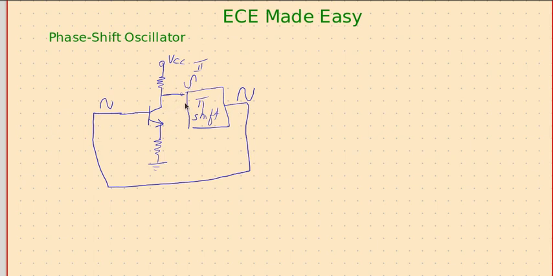But what we are interested in is producing a fixed frequency signal. Fixed frequency oscillations are what we require. So to make sure that the fixed frequency is made available at the output, we must make sure that this phase shift is pi for a particular frequency only.